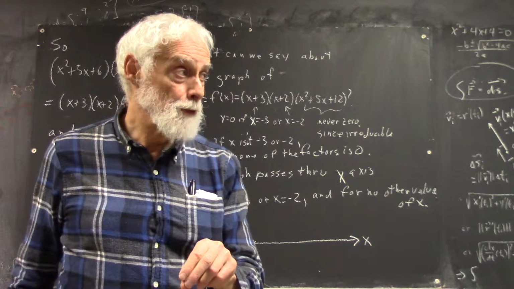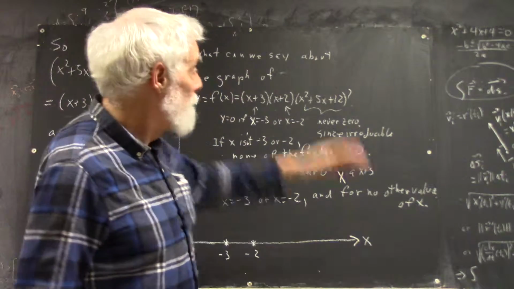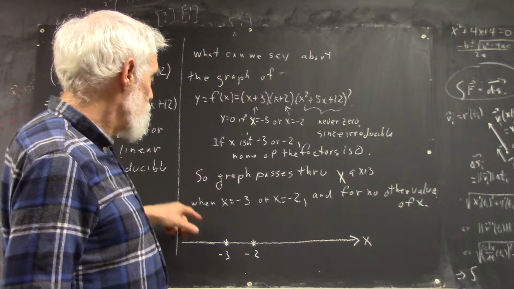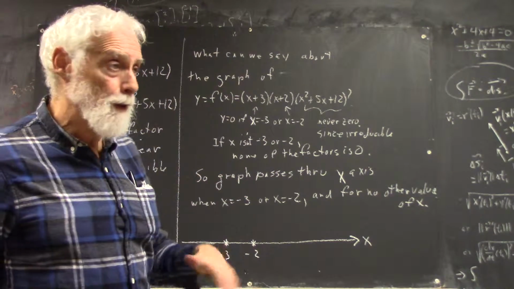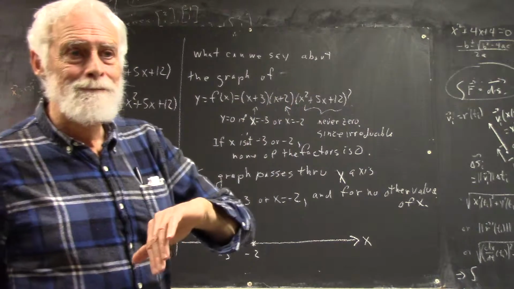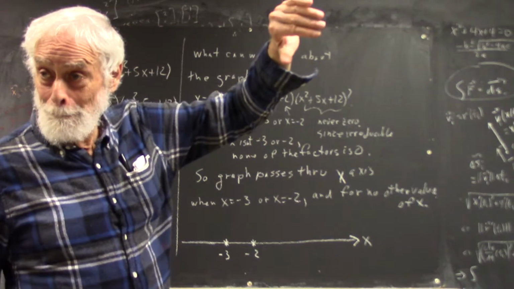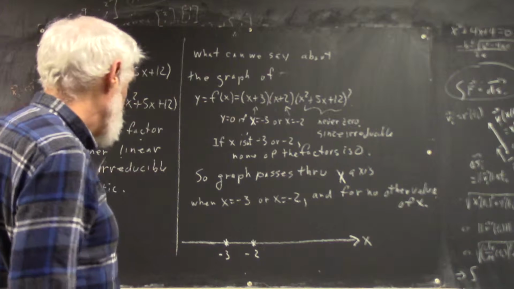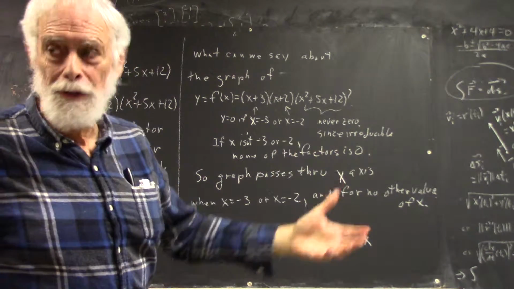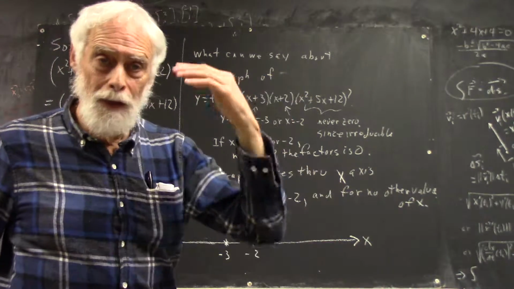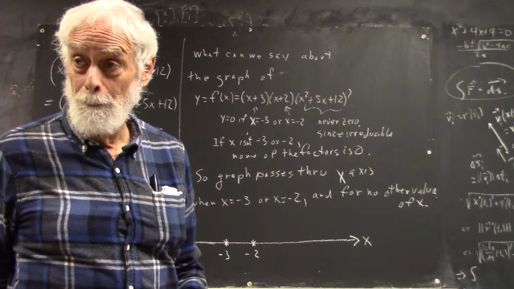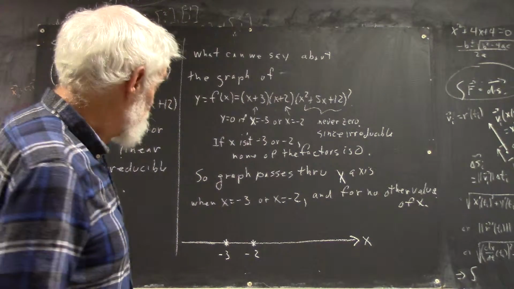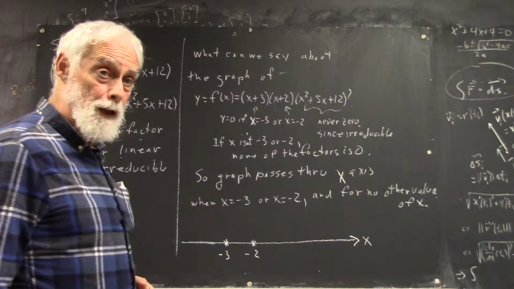So it's possible that a polynomial could touch the axis without going through it. On the other hand, x cubed goes through 0, right? And so does y equals x, a linear function will go through the x-axis at exactly one point. So your polynomial can do that.